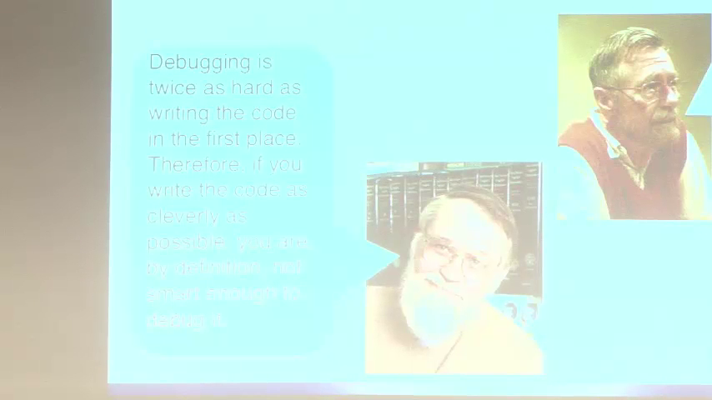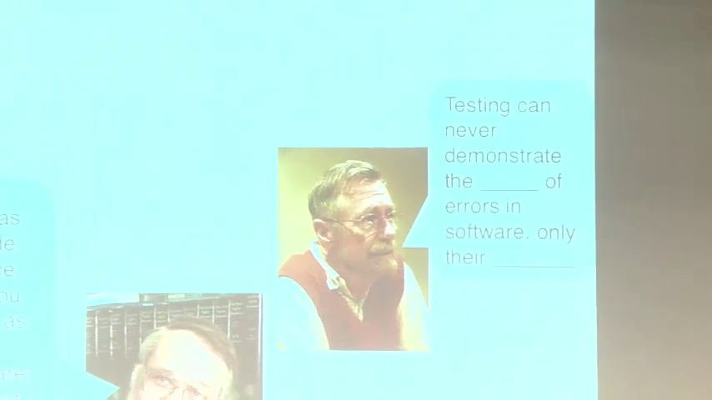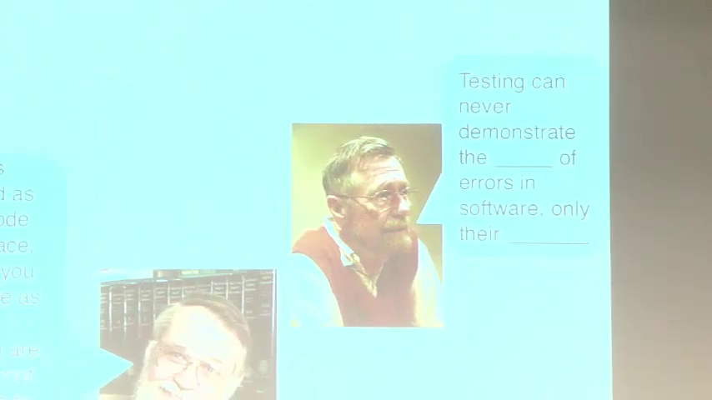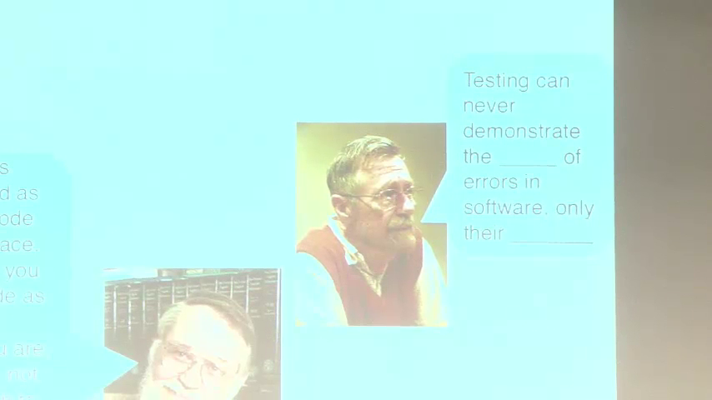Here's a colleague of his, another bearded, somewhat older gentleman, saying testing can never demonstrate the blank of something, or the blank of errors in software, but only their blank. Anybody know what goes in these blanks from this famous quotation? You can never demonstrate the absence of errors, only their presence. So here are two very distinguished Turing Award winners. Edsger Dijkstra is the one on the right. He's considered the father of object-oriented programming. So these are two very smart people who have spent a lot of time writing code and thinking about code and stressing the importance of testing.